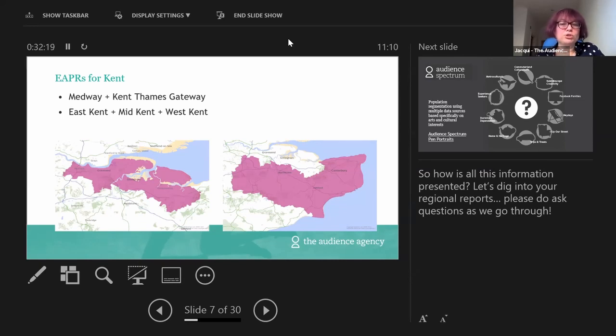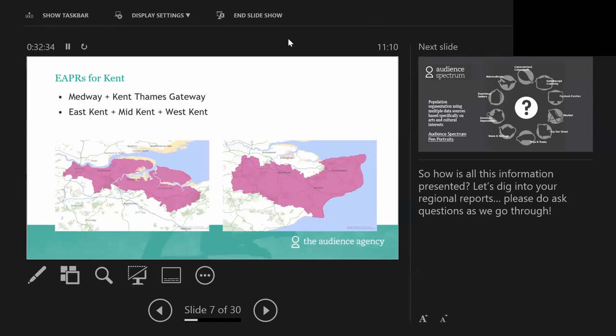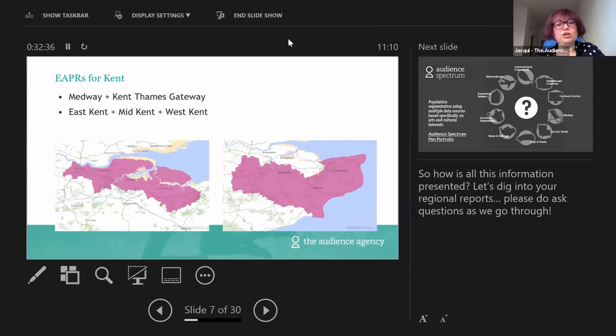And that's something that the audience spectrum segmentation can really help you with, because although it's not a demographic segmentation, it does have demographic information within it, but it's predominantly looking at people's behaviours and relationship with arts and culture: how they want to engage, what sorts of things they enjoy doing, what's going to encourage them, and the barriers they face.